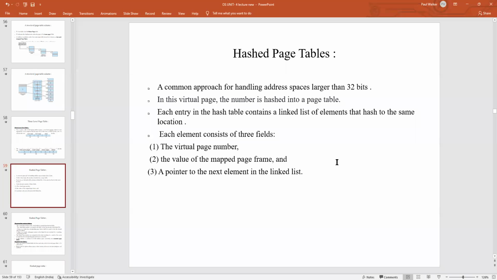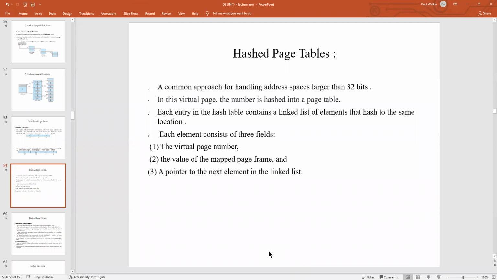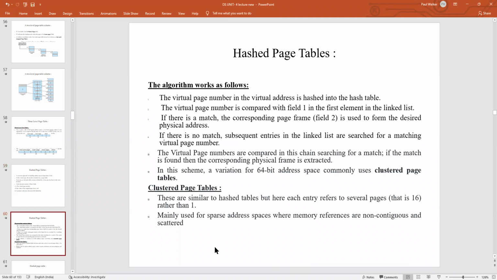Here, each element consists of 3 fields: the virtual page number, the value of the mapped page frame, and a pointer to the next element in the linked list. So these are the 3 fields of a hashed page table. What is the algorithm here? Each page has a virtual page number. The virtual page number is hashed into the hash table, and then compared with the field, whether the hash field indicates field 1 or field 2. Like that, it checks the condition on the virtual page number.